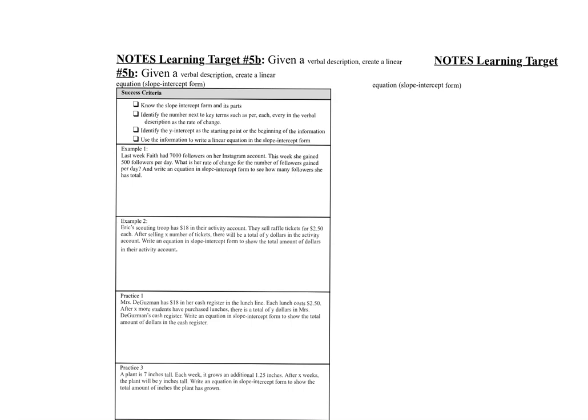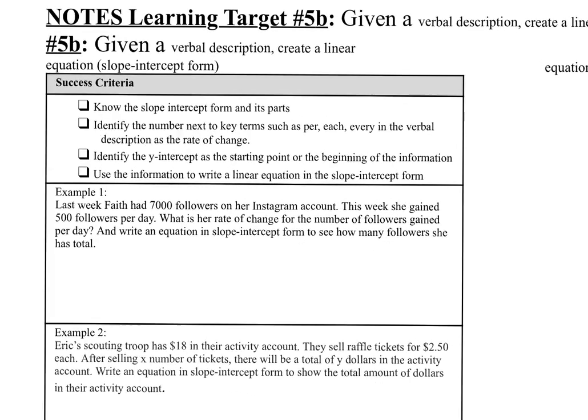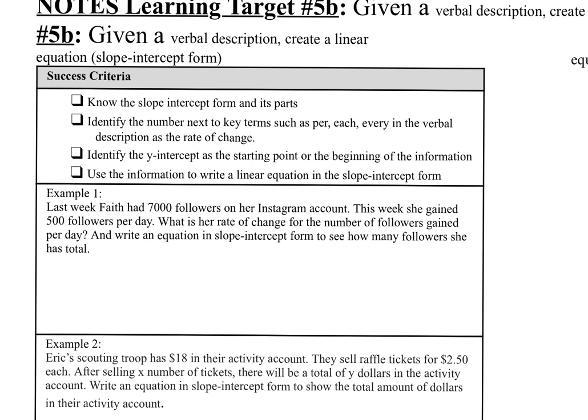This is still learning target 5. We're going to take this verbal description and still create our linear equation. So we're still going to write our y equals mx plus b. Our success criteria is first know the slope-intercept form. Go ahead and write it if you know it.